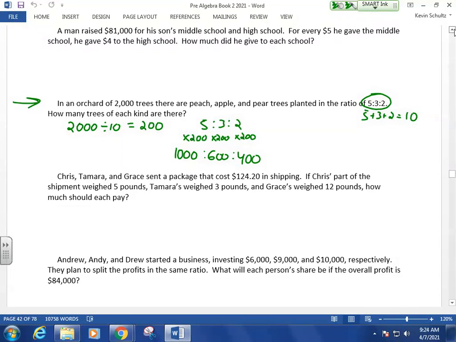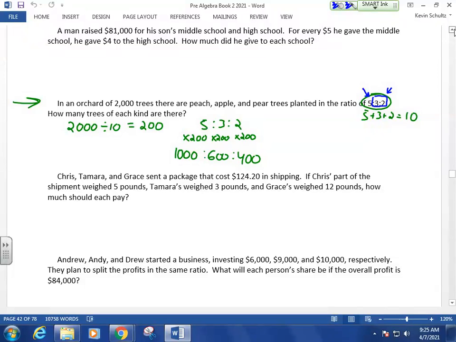Does 1,000 plus 600 plus 400 equal 2,000? Yes, it does. We have all trees accounted for. There are 1,000 peach trees, 600 apple trees, and 400 pear trees. Okay. We can also take this one step further, and we can notice that the first number of our ratio, that 5, is the same as the second two parts, 3 and 2.